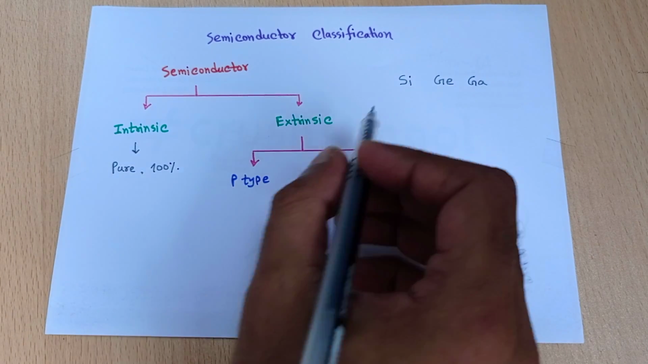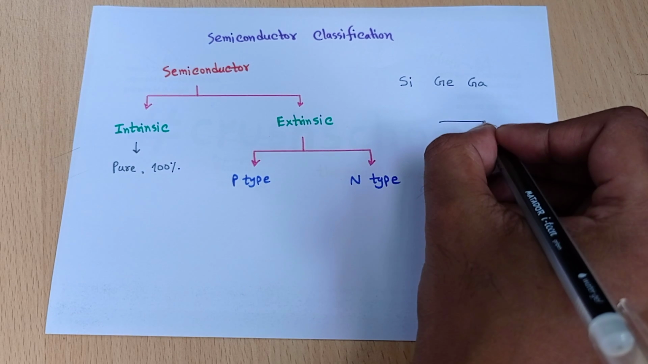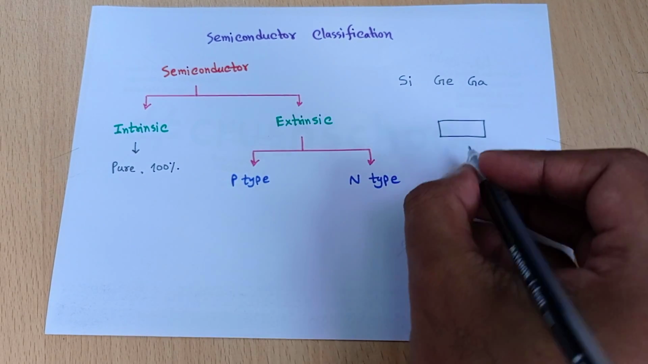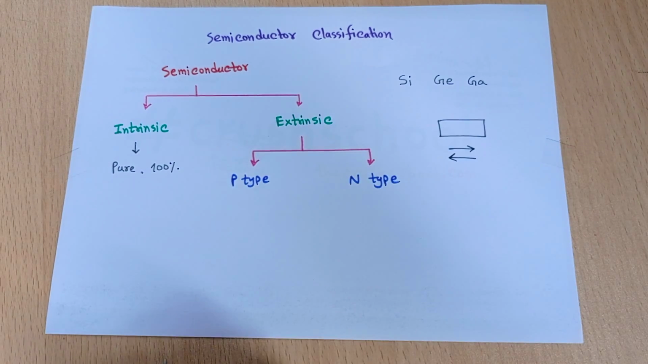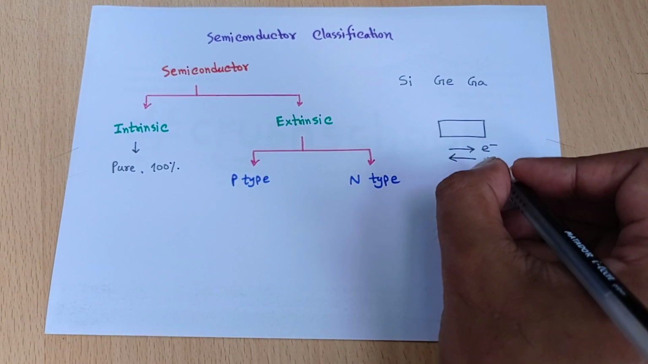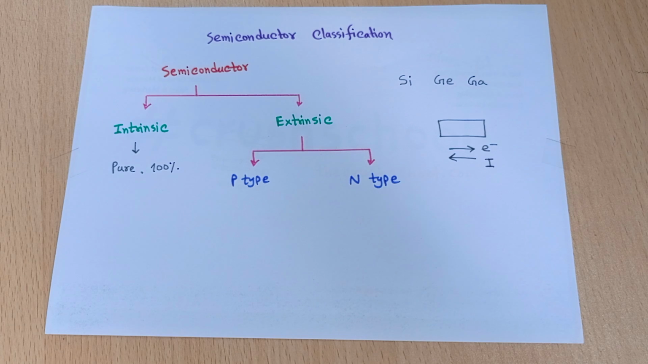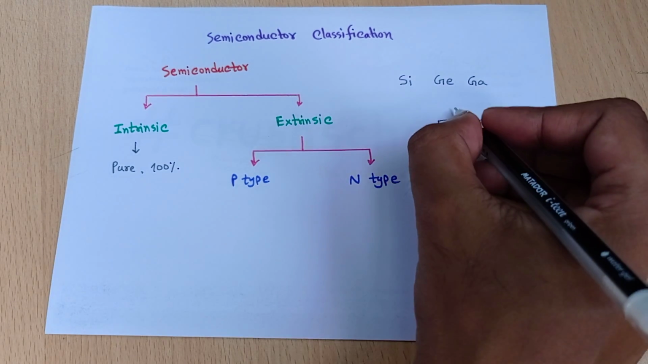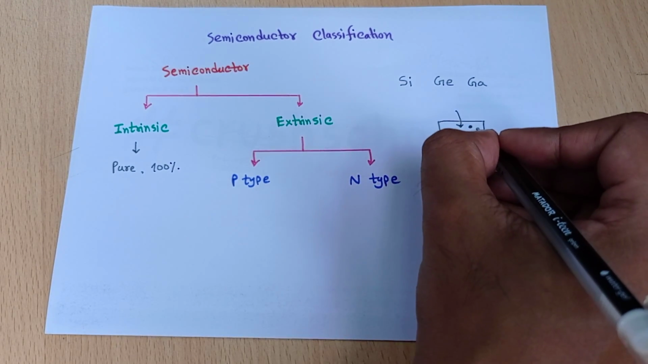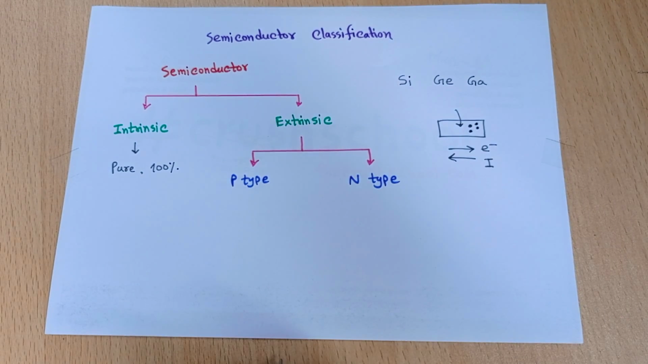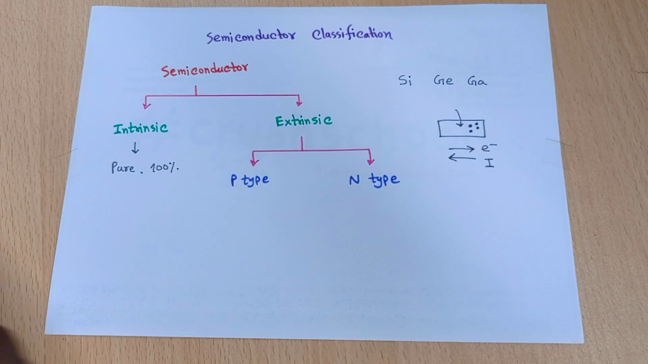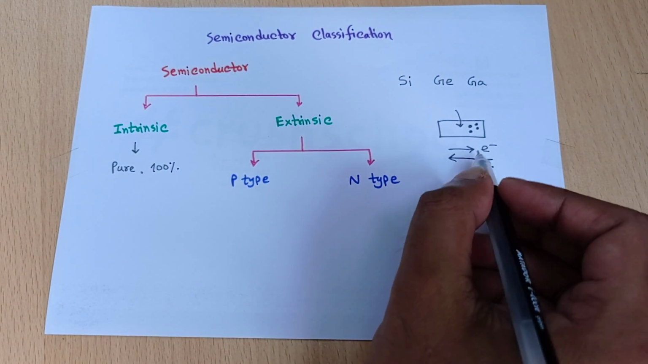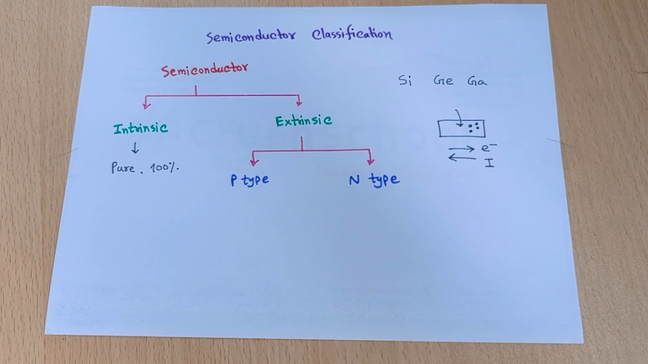the impurity actually maintains a very good amount of current flowing through the semiconductor. Suppose this is our 100% pure semiconductor, and when you apply a voltage difference between the terminals of the semiconductor, the flow of electrons or current is not so good. But when we use some impure materials, like these, they can do some work inside the pure semiconductor, and then the amount of flow of electrons will increase.